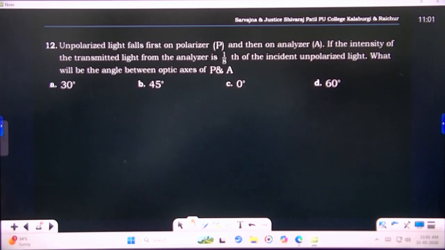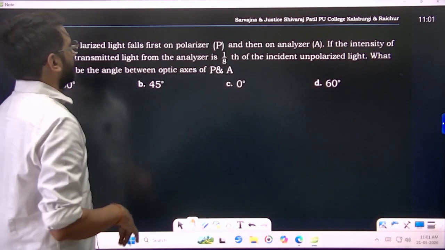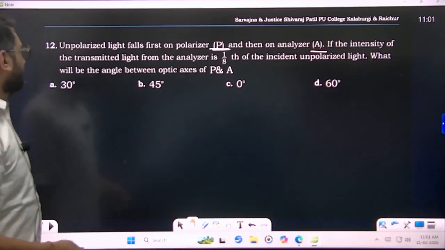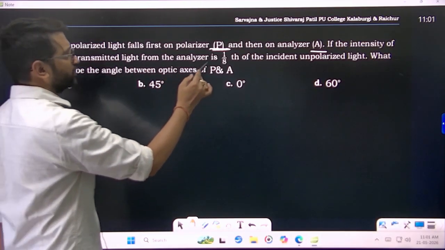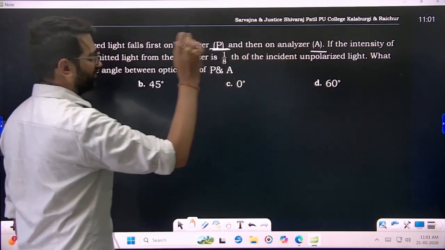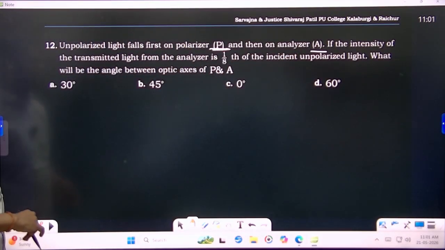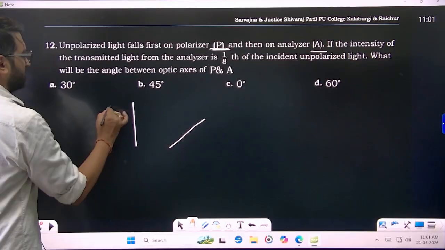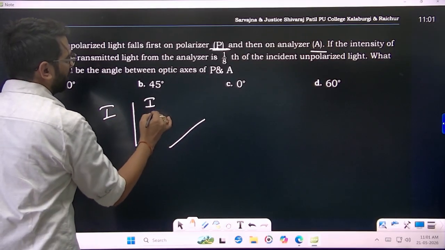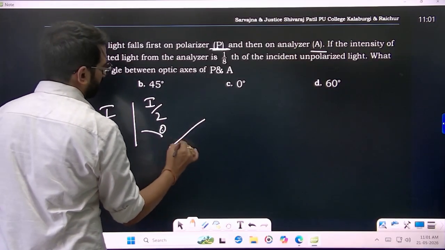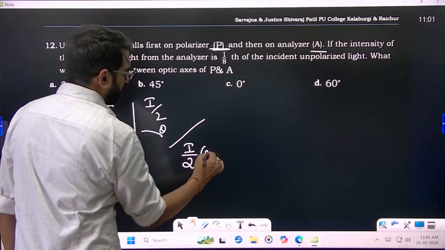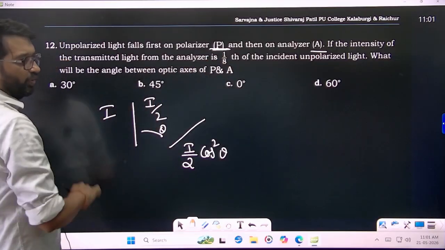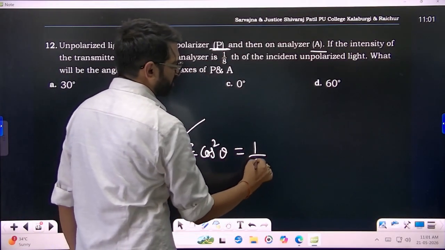Next, unpolarized light falls first on a polarizer P and then on an analyzer A. If the intensity of the transmitted light from the analyzer is 1 by 8th of the incident unpolarized light, what will be the angle between the optical axis of P and A? This is the polarizer, this is the analyzer. This is I by 2. This is theta. So this is I by 2 cos square theta. This intensity is given as 1 by 8th of the unpolarized, so this is 1 by 8 of I.